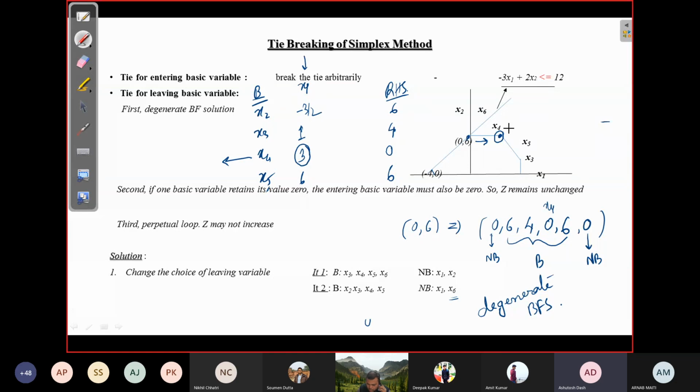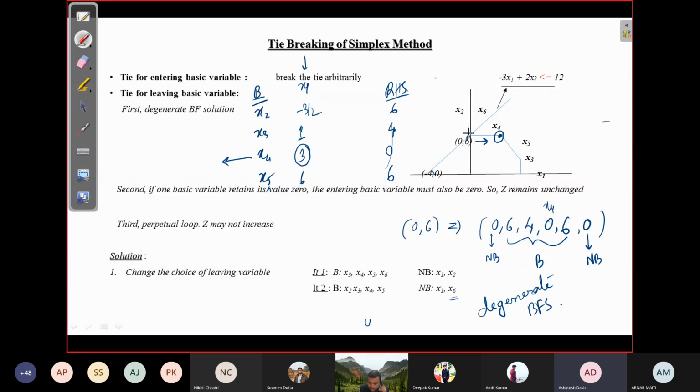So what does it mean? You tried to move along x1, you tried to increase the value of x1, but you couldn't. You are at the same point, 0, 6. The next table that you get will be the same point, 0, 6. The right hand side will change, but if you write the augmented solution, it will be the same. The RHS changes because the row that we are performing elimination with has RHS 0. So for x2, x3, x5, the RHS won't change.